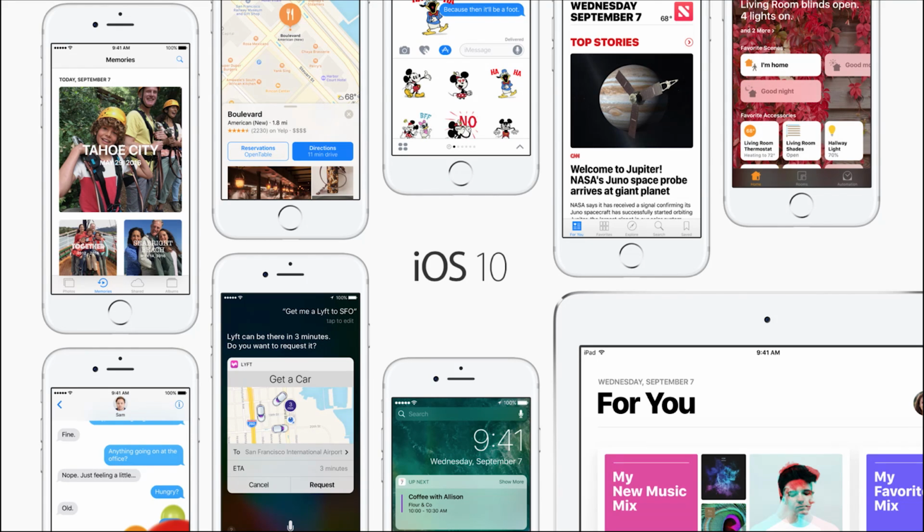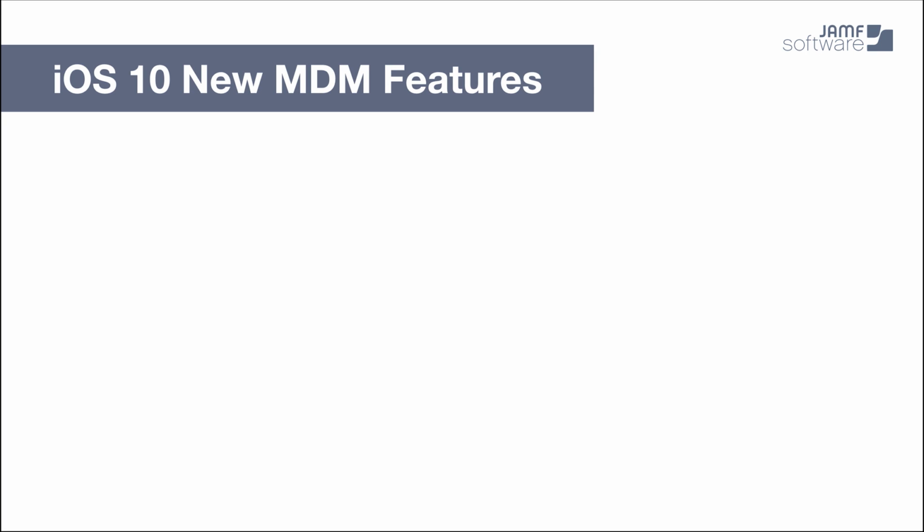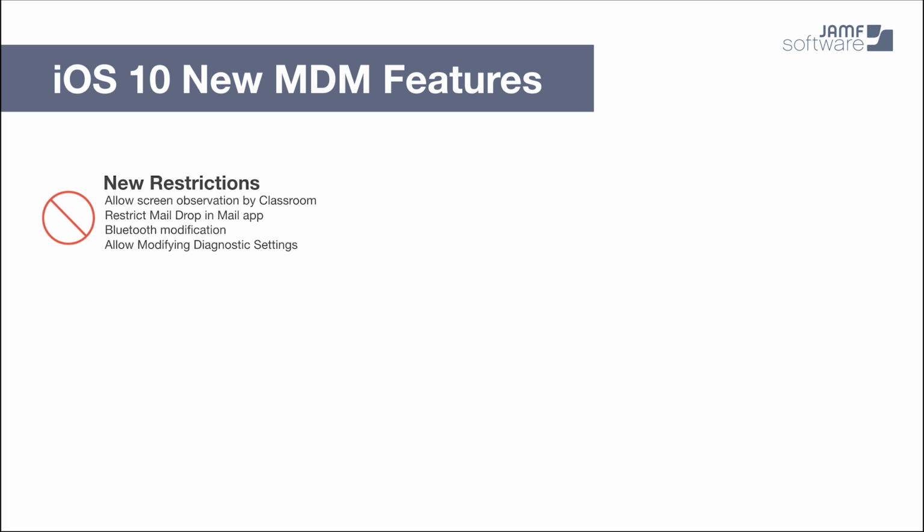Now, what's new in IT though for you on the management side of things? There are a couple of new MDM features that everyone should be aware of when talking about iOS 10 here. First off, there are some new restrictions. You can restrict certain things in Mail if you don't want to allow this Mail Drop thing to happen. That's where you send an email and files get pushed through Apple servers. Could be a security risk for some organizations. If you're using the Classroom app in an education setting here, there are some great new features to make sure that you allow screen observation if your teachers like to do that, and to disallow the modification of Bluetooth.